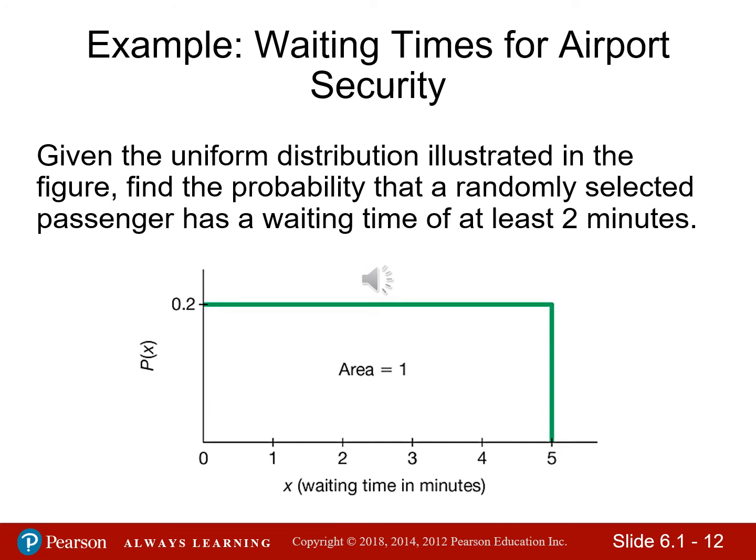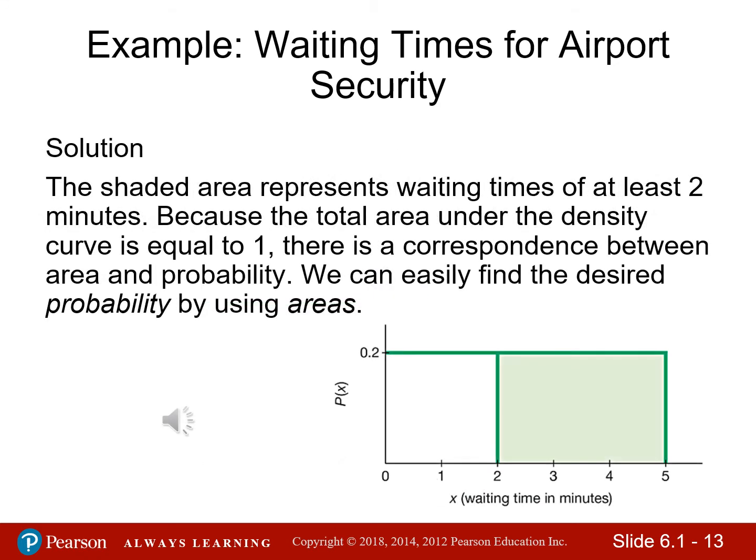Given the uniform distribution illustrated in the figure, let's find the probability that a randomly selected passenger has a waiting time of at least 2 minutes. The shaded area represents the waiting times of at least 2 minutes. Because the total area under the density curve is equal to 1, there is a correspondence between area and probability. So we can easily find the desired probability by using area.